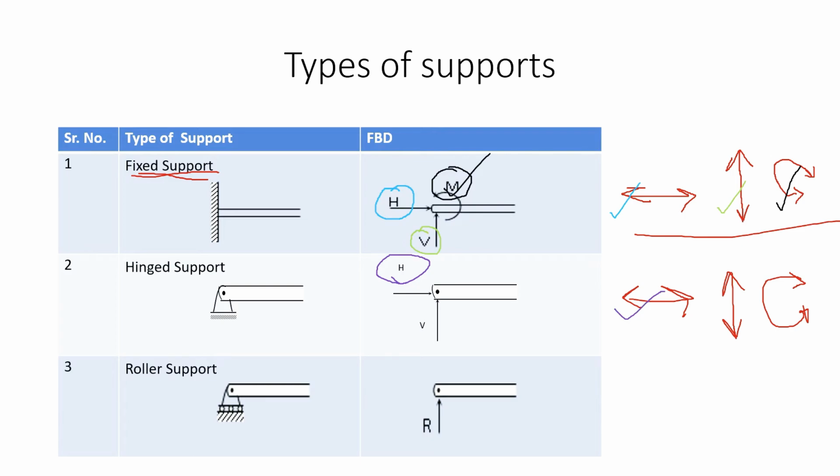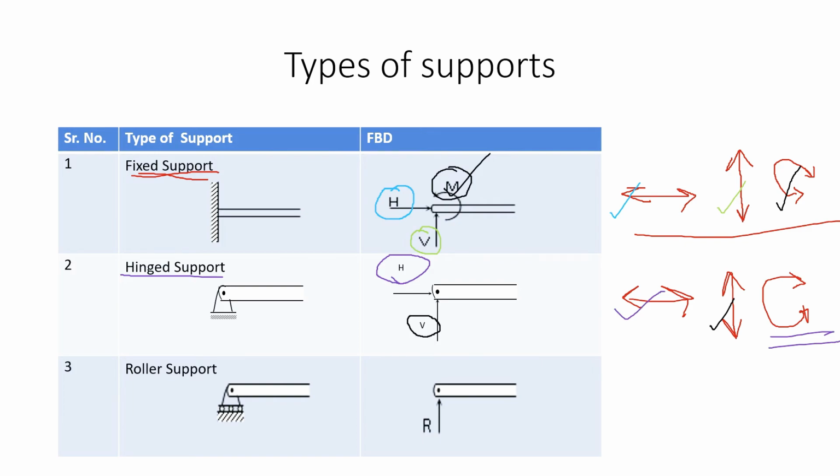That body cannot have vertical motion, so a vertical reaction is provided, but it can perform rotary motion because it's a pin joint. The pin will allow that body to rotate about its own axis, to rotate about that pin, and hence you can see that this motion is not restricted, this motion is allowed. Since this motion is allowed, you will not find a moment in the free body diagram of the hinge support. So that's how you have to remember.